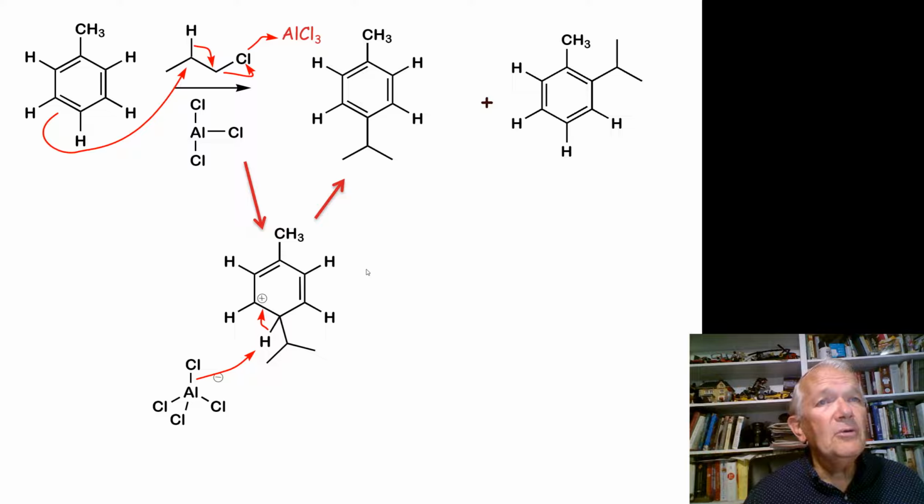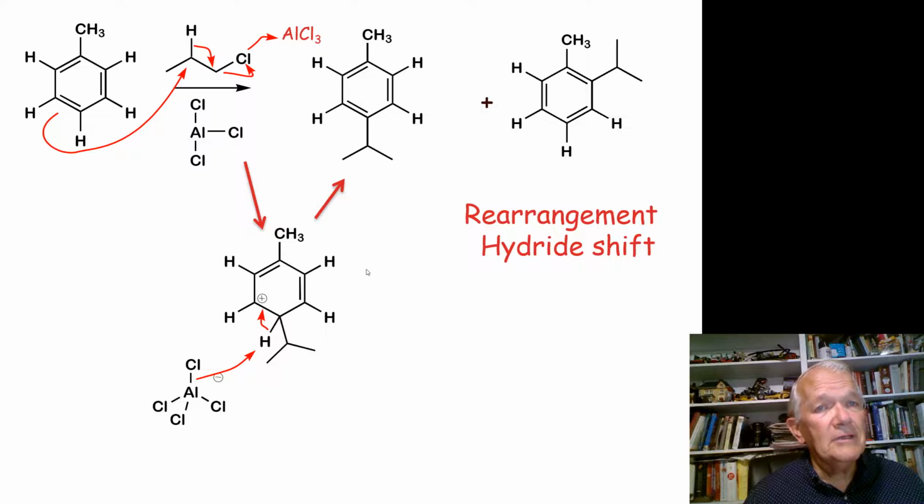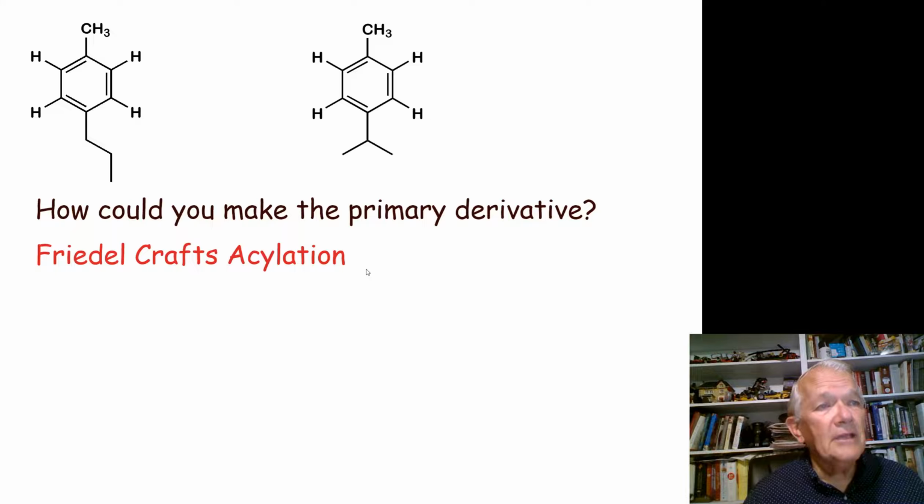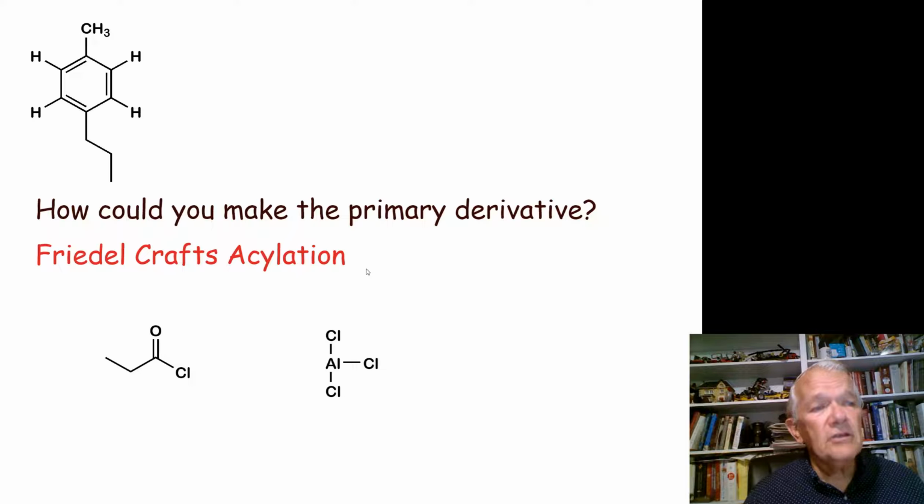Now, how could you do that reaction? Well, let's come up with another scheme. How could we make the primary derivative? Well, of course, the answer is to use acylation, which is the subject of this little video. So what is acylation? Well, acylation is just starting with the acid chloride. Pulling off that chloride is a lot easier than pulling off the chloride on an alkyl group, and the reason is that the resulting cation is more stable.